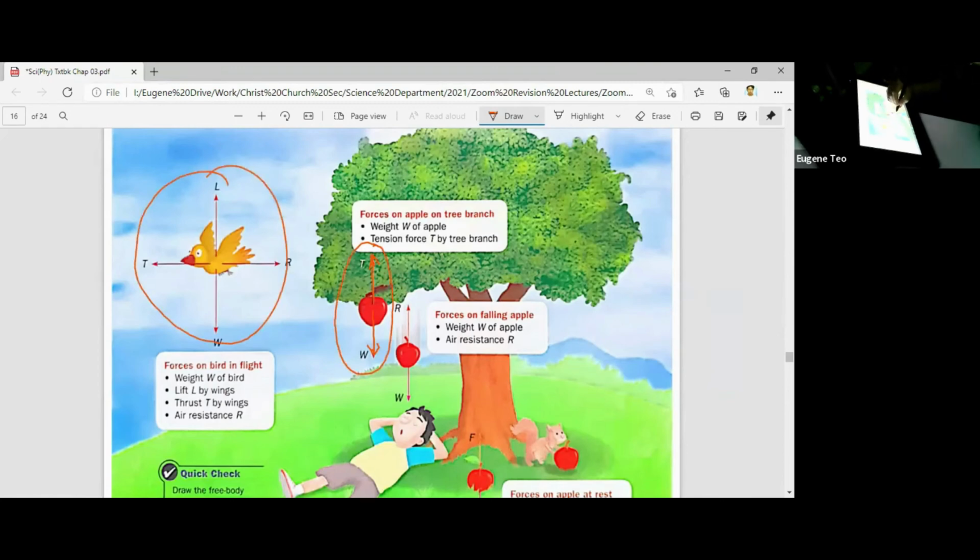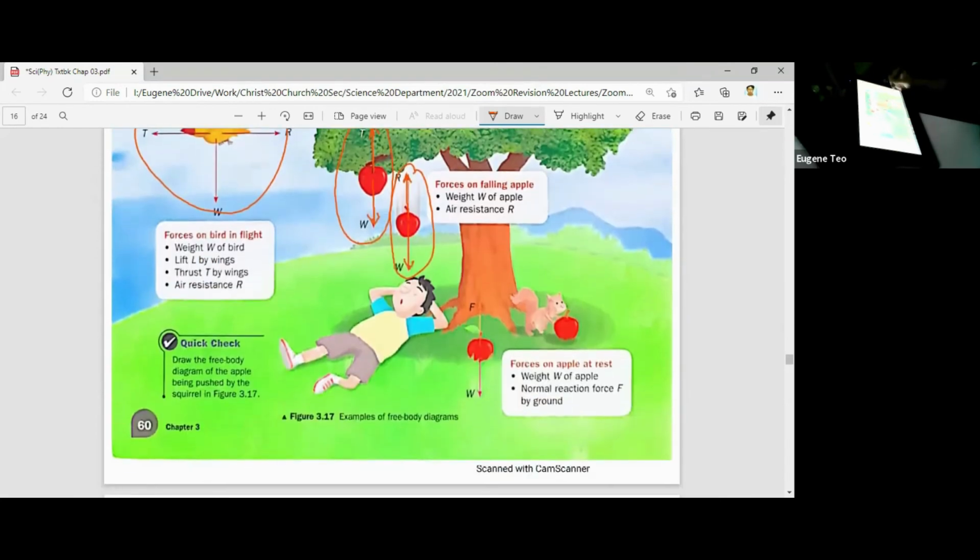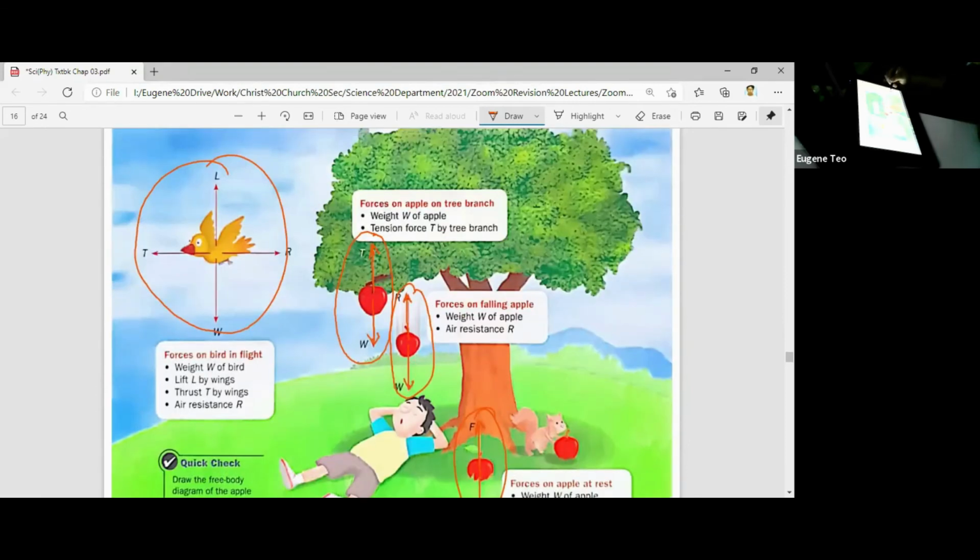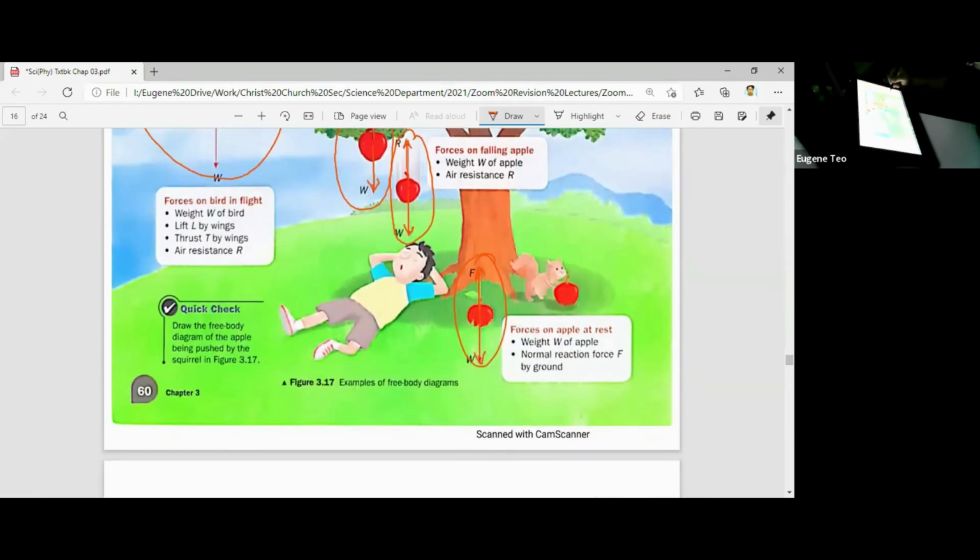Next one, an apple falling down. Once again, the weight acts downwards and the air resistance acts upwards. So this itself is also a free body diagram. Another one: weight of the apple acting downwards, the normal reaction force by the ground acting upwards. This itself is also another free body diagram. So many free body diagram examples over here. Learn how to interpret them, and learn how to draw them if necessary on questions.